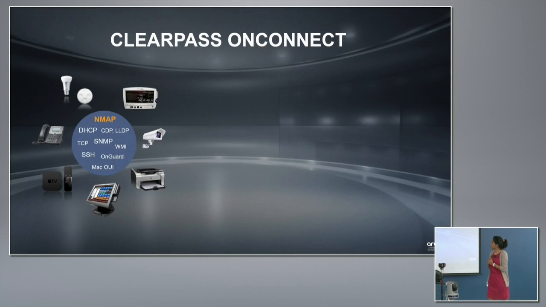Anyway, so ClearPass, we have been doing profiling for more than 4 years now, right? What we do is, as soon as a device comes and connects onto the network, we profile the device that connects to the network, and we see what type of device it is. Is it a computer? And if it's a computer, is it a Windows laptop? If it is a Windows laptop, is it a Windows 7 laptop, right? As granular as you can get. And that is something we've been doing for a while now.